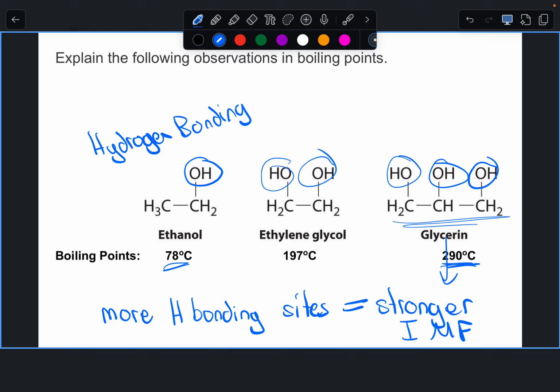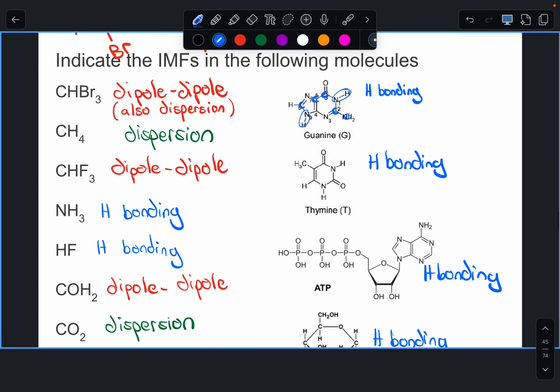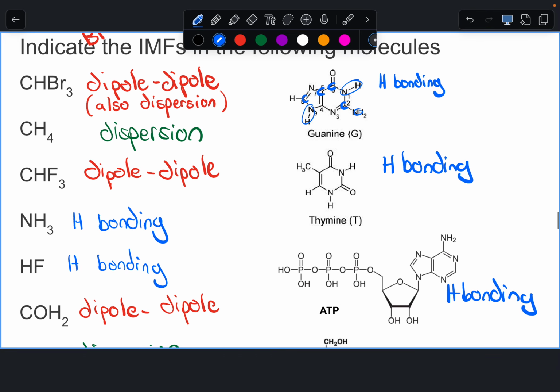So is the takeaway from this that ethanol has the weaker intermolecular forces and glycerin is the strongest? Yes, and the reason why is because ethanol has the smaller number of those OH groups in it. Yeah. So another example, if we look up at where we did those biological molecules, you can see those biological molecules have tons of hydrogen bonding sites.